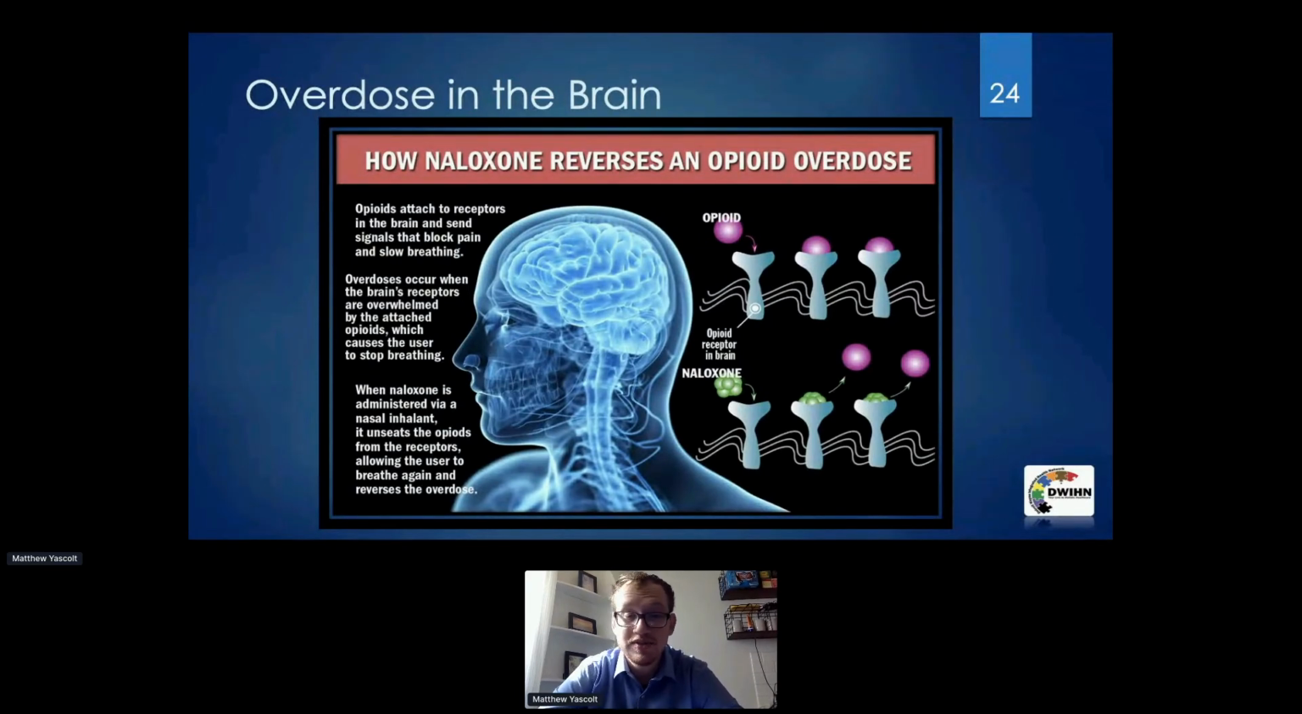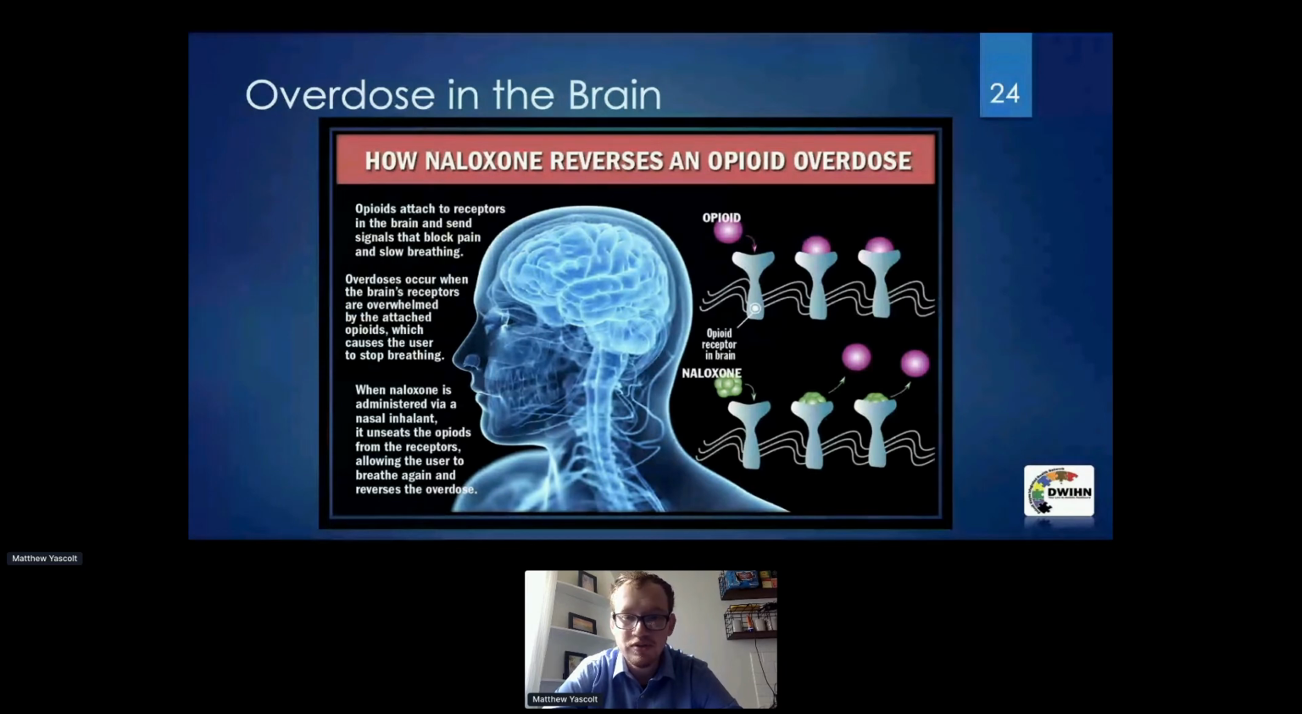What naloxone does is it goes in and it confuses the brain. It makes it think that it is, in fact, heroin. But when it goes in and it lands on those receptors, it doesn't stimulate it. It instead sticks to those receptors and does not allow the opioid, the purple, to bind to the receptor.